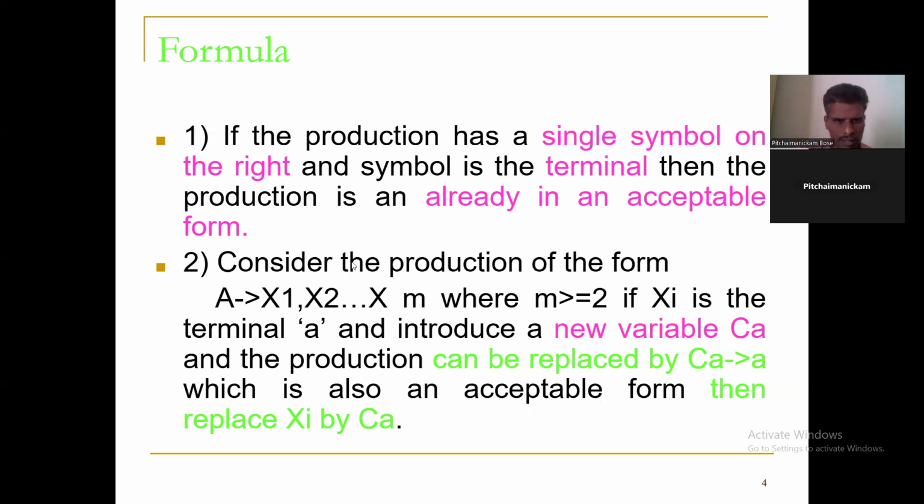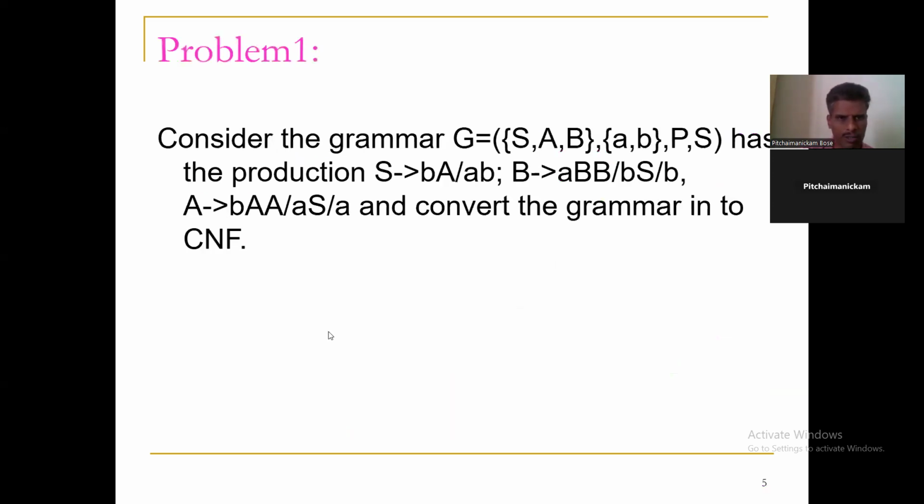If the right-hand side of a production has two or more symbols, we need to introduce a new variable called Ca, and the production can be replaced by Ca derives a, which is also an acceptable form. That is, Xi is replaced by Ca. So this is the problem. How are we going to do this conversion?